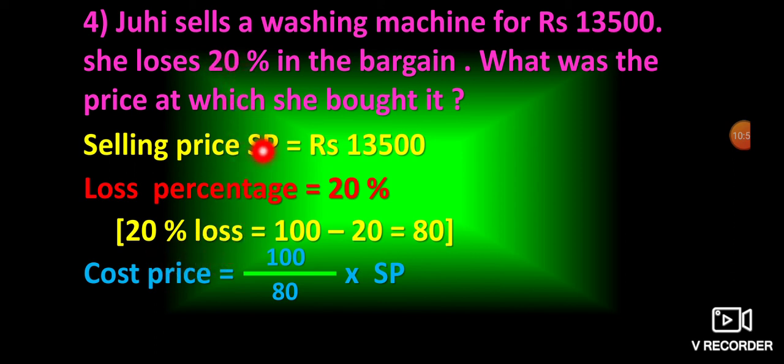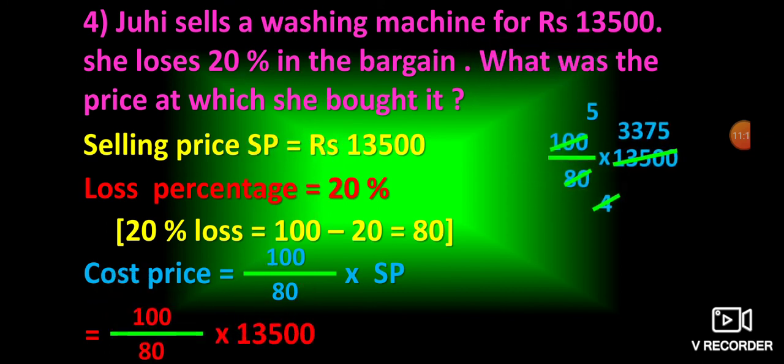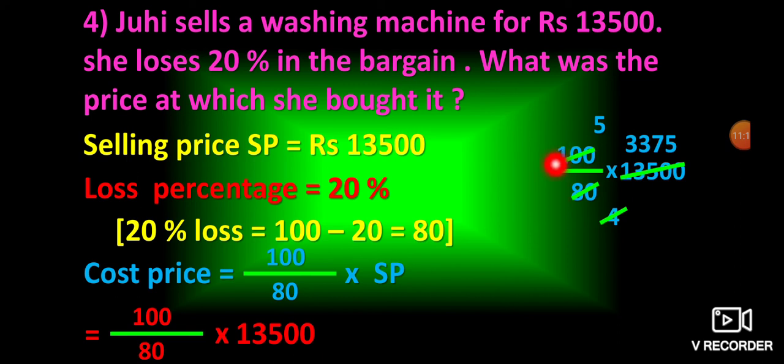When loss percentage is given, cost price equal to 100 by loss into SP. Here loss is 80, we take it as 80. 100 by 80 into 13,500. Then by simplifying, here you can see in 80, 4 times 20. In 100, 5 times 20.